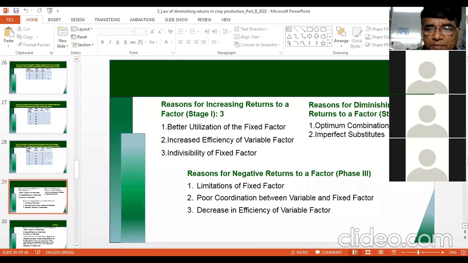Poor coordination between variable and fixed factors, and decreasing efficiency of variable factor. So you can see these are the reasons why these kinds of changes happen to marginal return.